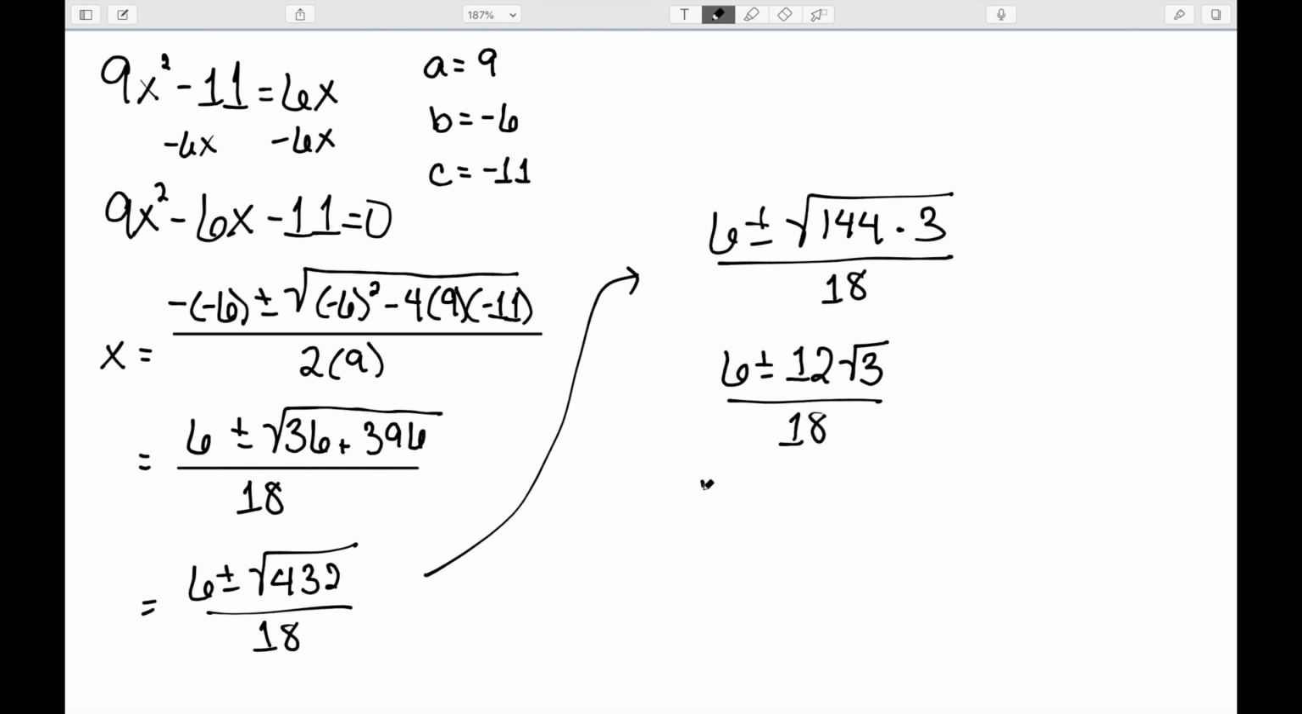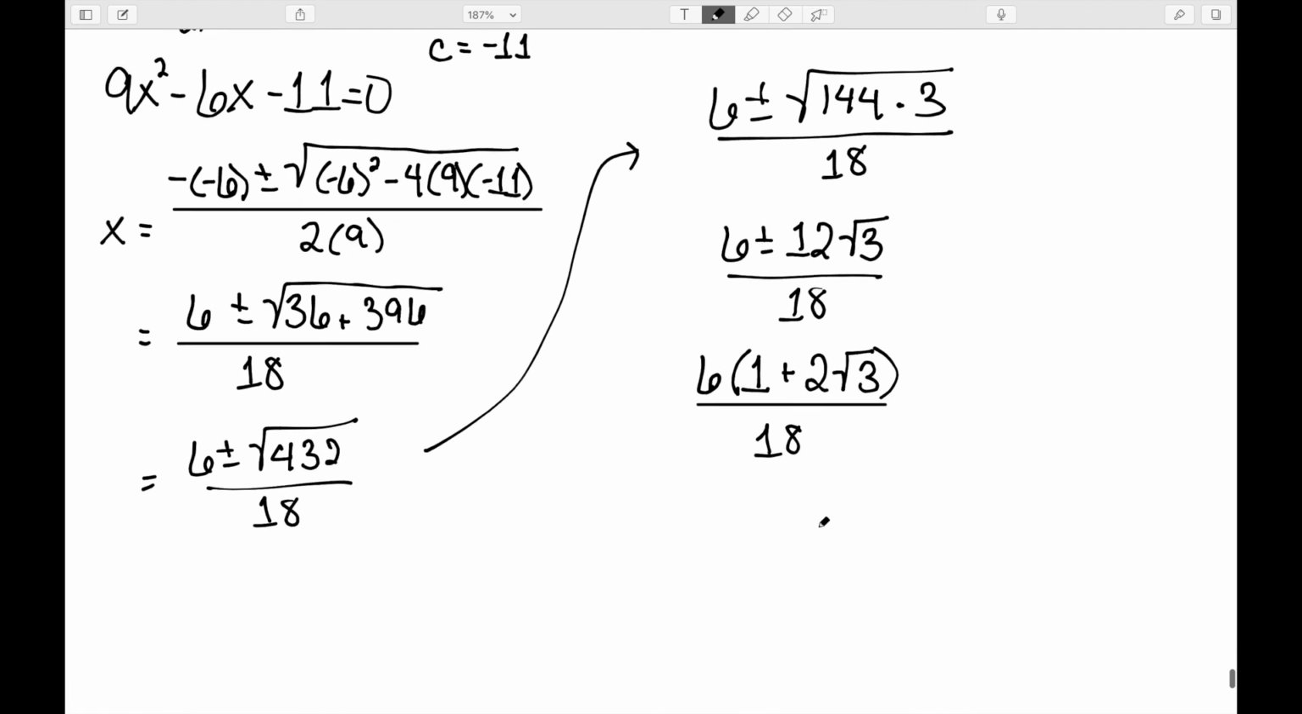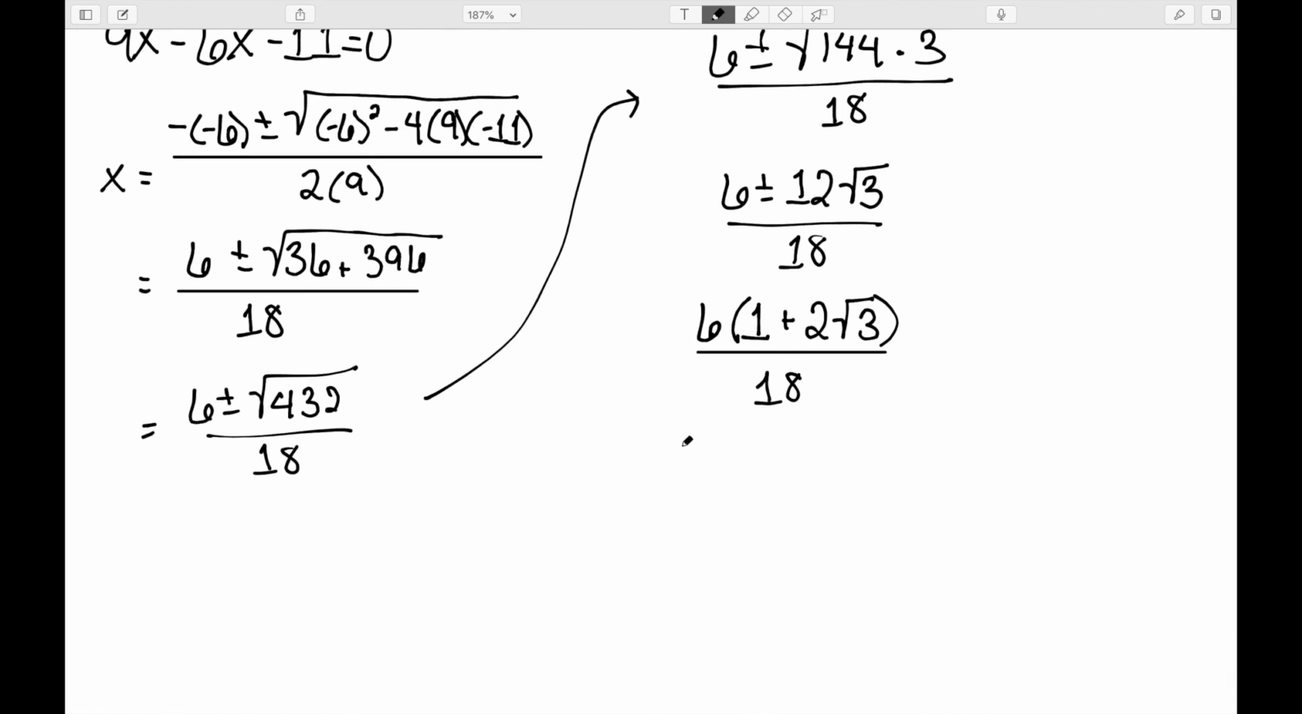I can factor the top. I can pull out a 6. When I do, I'm left with 1 plus or minus 2 square root of 3, over 18. And now that I'm multiplying in my numerator, I can simplify. 6 divided by 18 is 1/3. So this is 1 plus or minus 2 root 3 all over 3, since, like I said, 6 divided by 18 is 1/3.